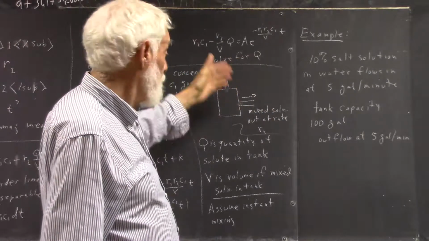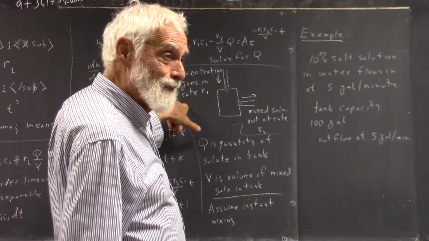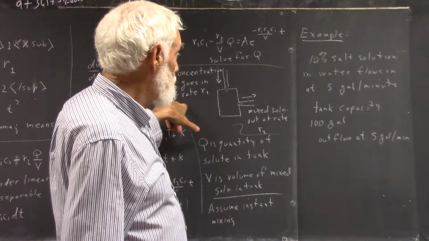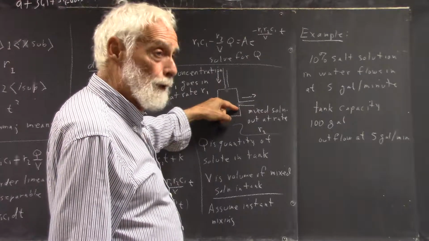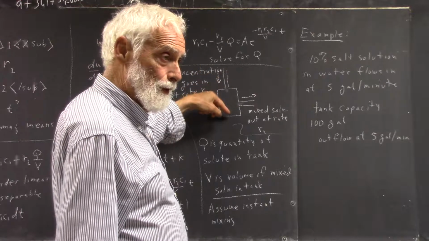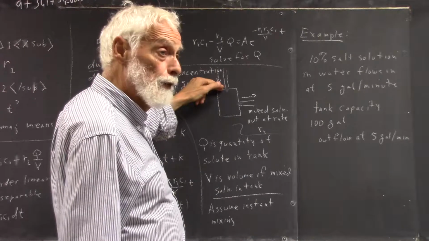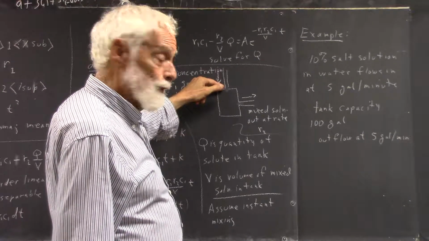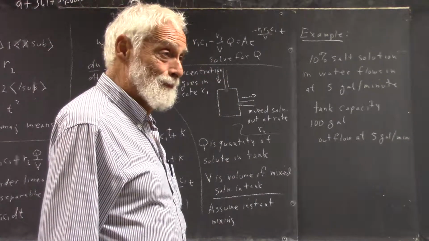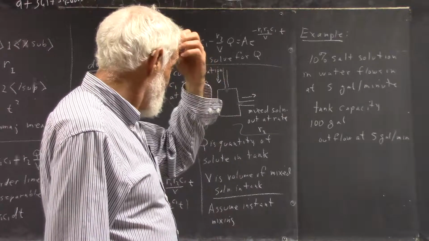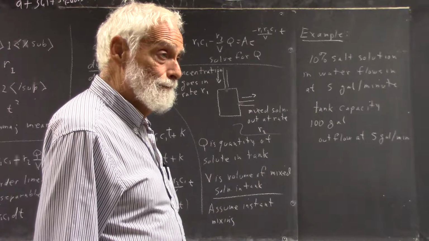Or it could initially be empty, which wouldn't be any fun at all. Or maybe the tank is a third full of water, and this 10% solution's flowing in. So what's going to happen is solution's going to flow in until the tank's full. So the outflow rate doesn't have to equal the inflow rate, and the outflow rate might be variable. So it can get kind of complicated. That makes sense?